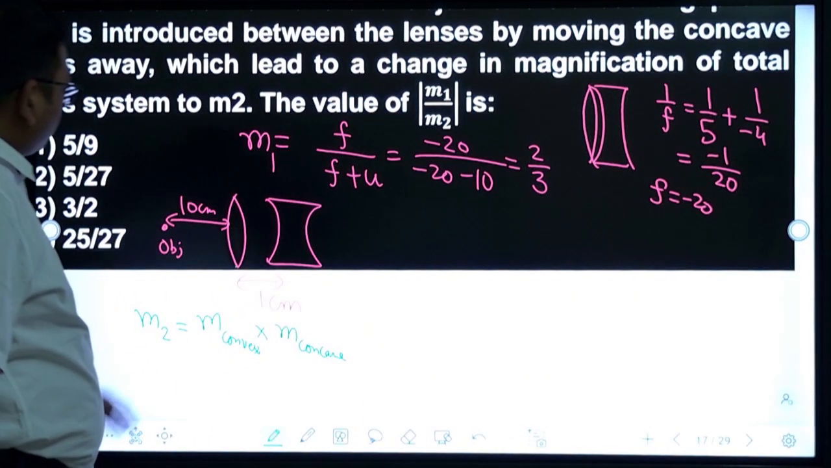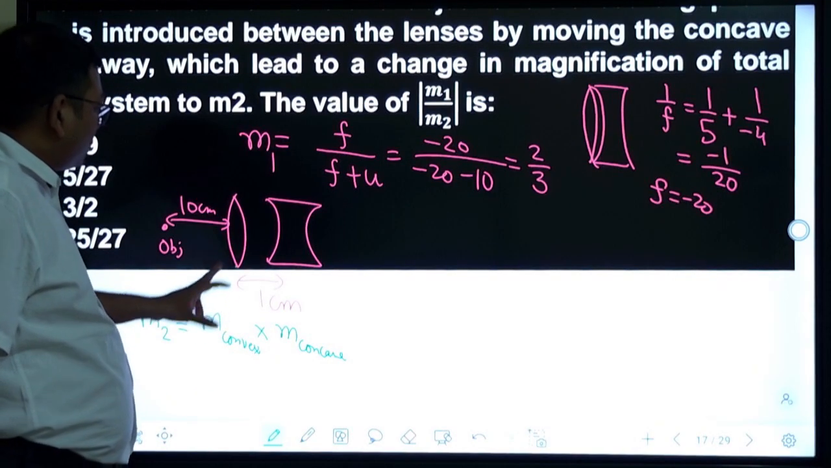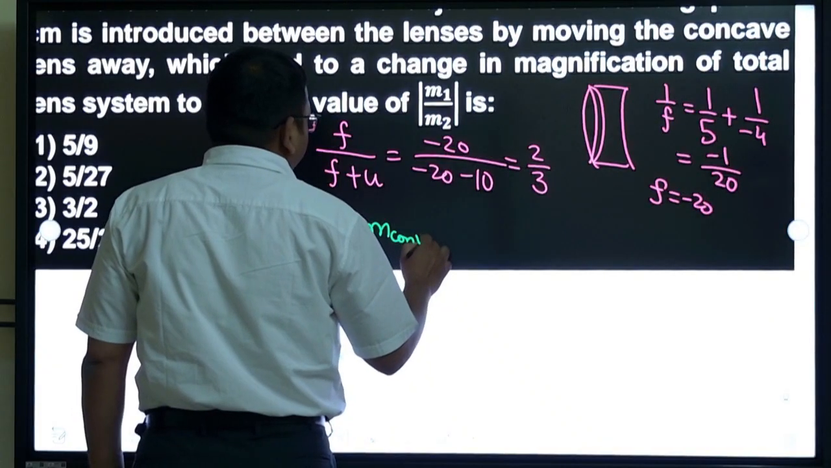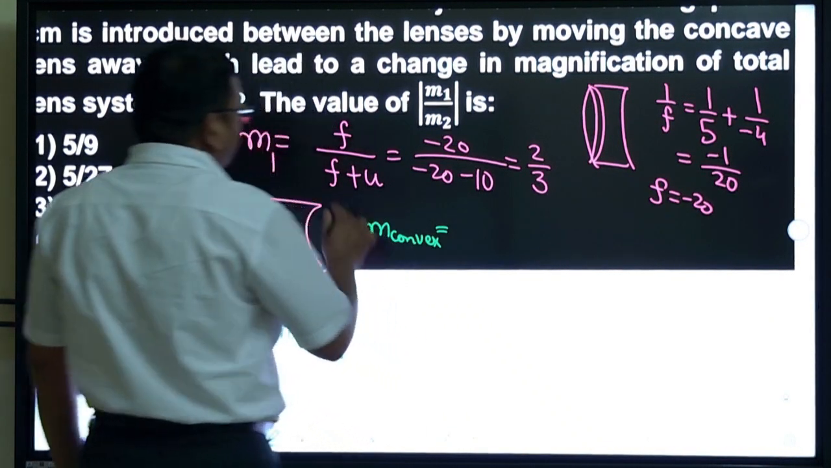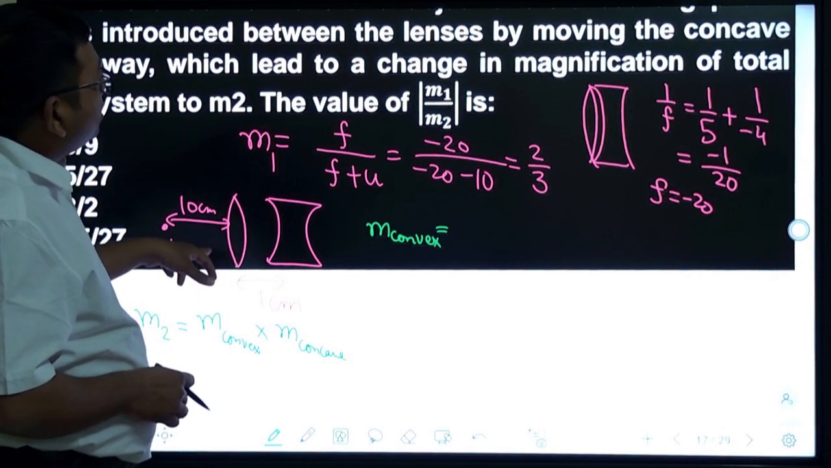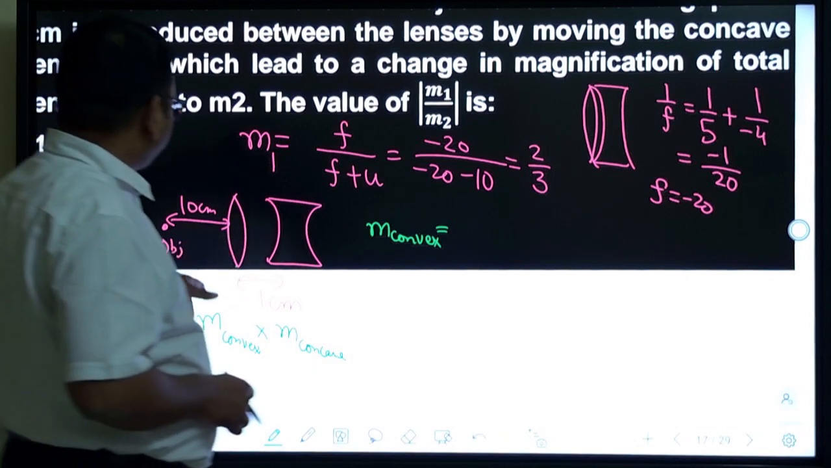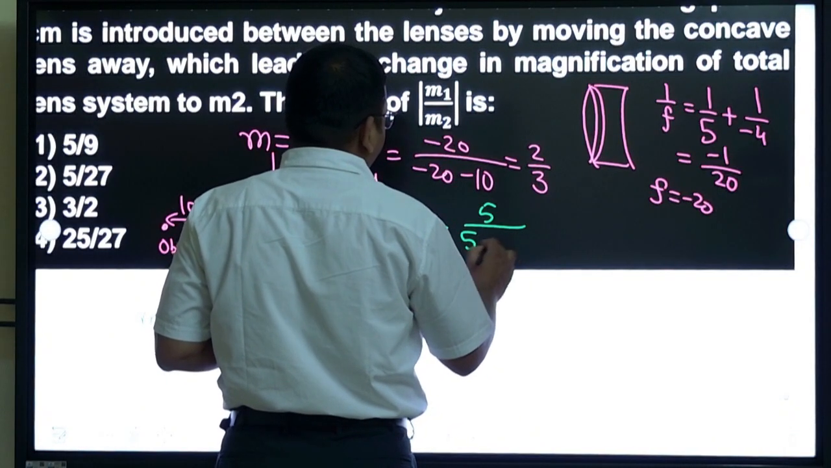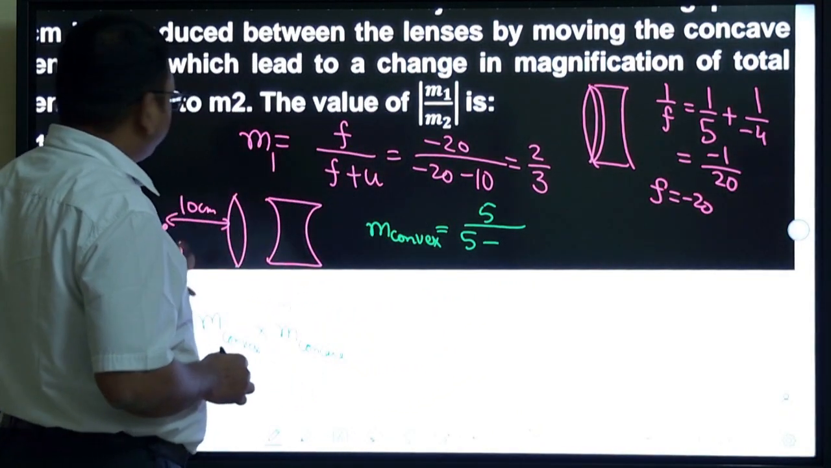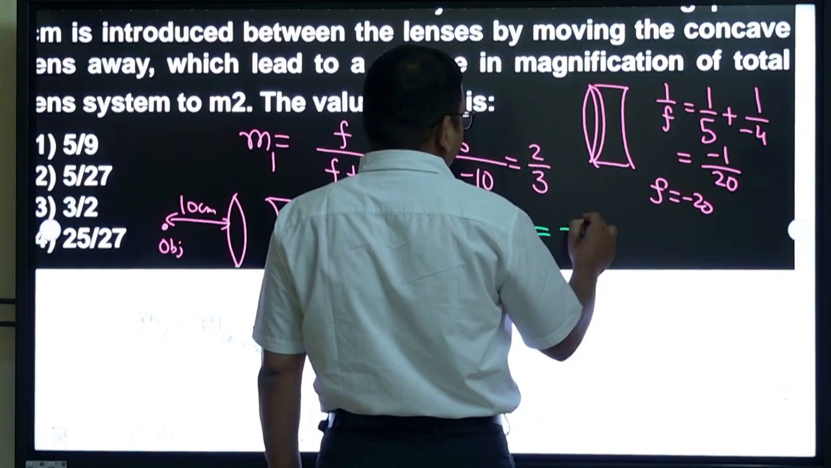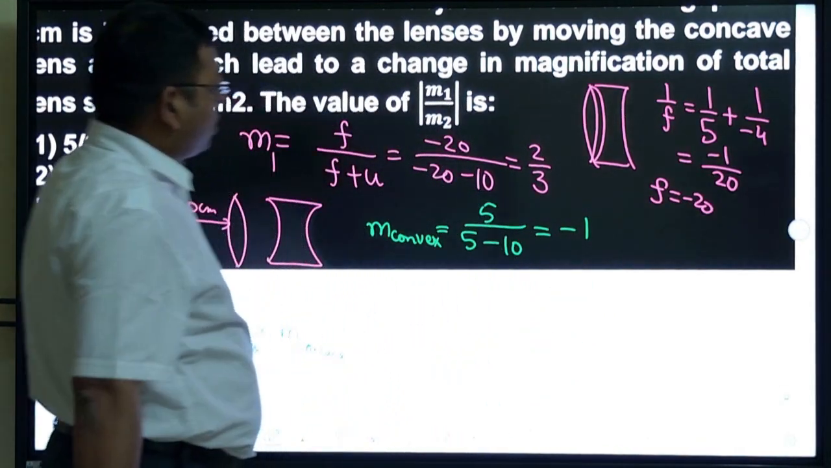Right? So first you calculate the magnification of the convex lens. Same formula we can use, f by f plus u, but f is for this lens. So what is this convex lens? It is 5, right? So f is 5, by 5 plus u, and u is minus 10. So how much does this become? It becomes minus 1.